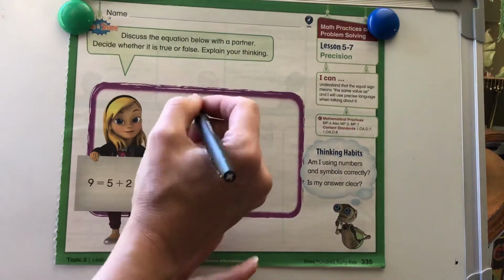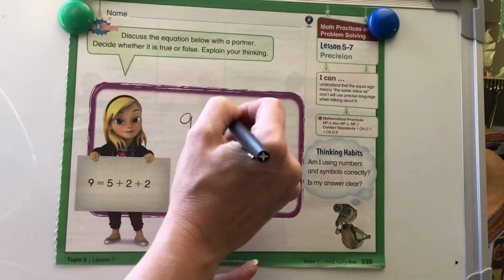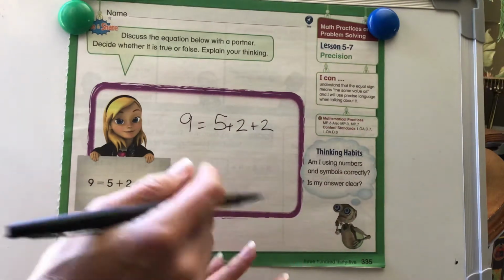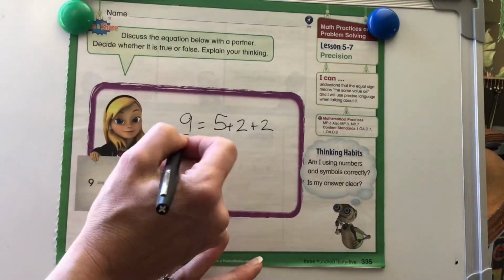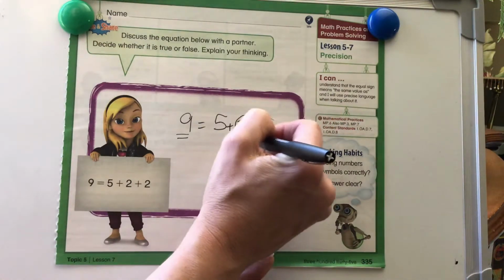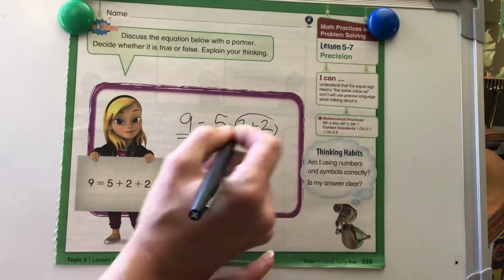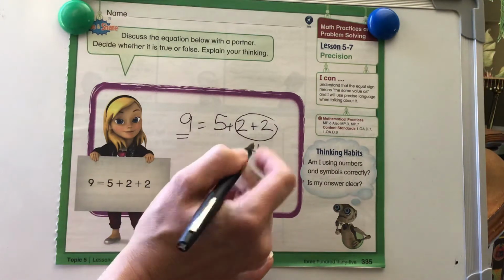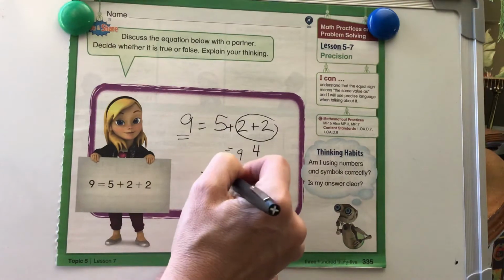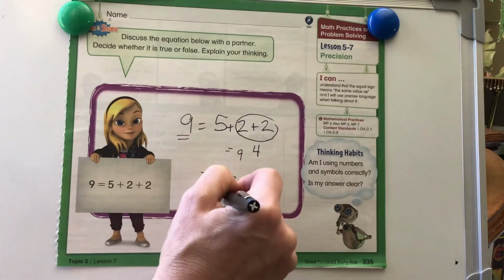So let's see. 9 equals 5 plus 2 plus 2. So I need to figure out, remember, equal sign means the same as. If it's 9 here, it has to equal 9 over here. So I'm going to circle these two because I know that 2 plus 2 equals 4. Then I'm going to add these together. 5 plus 4 equals 9. So it is true because 9 equals 9.